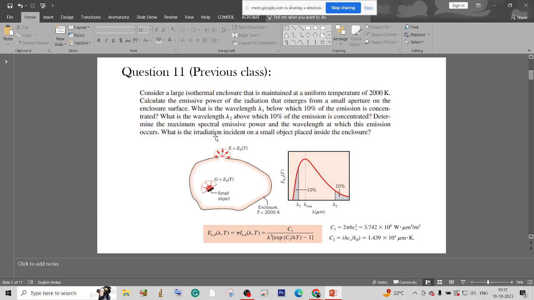So what will this come out to be? This will come out to be 411447.7 watt per meter square micrometer. So this is 4.12 into 10 to the power 5 watt per meter square micrometer.